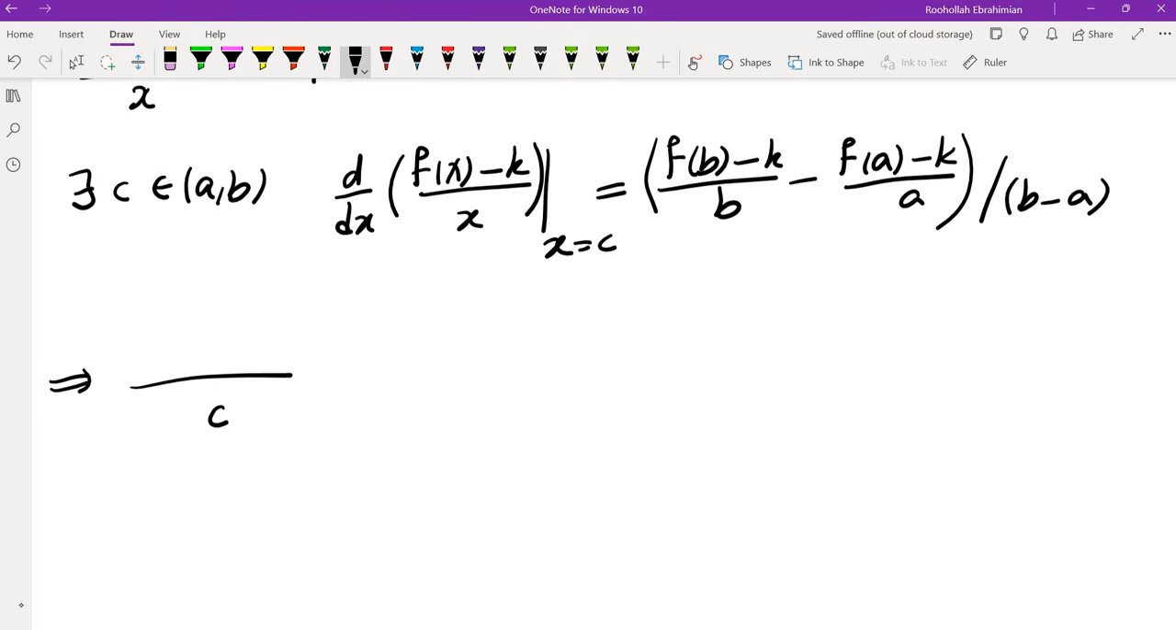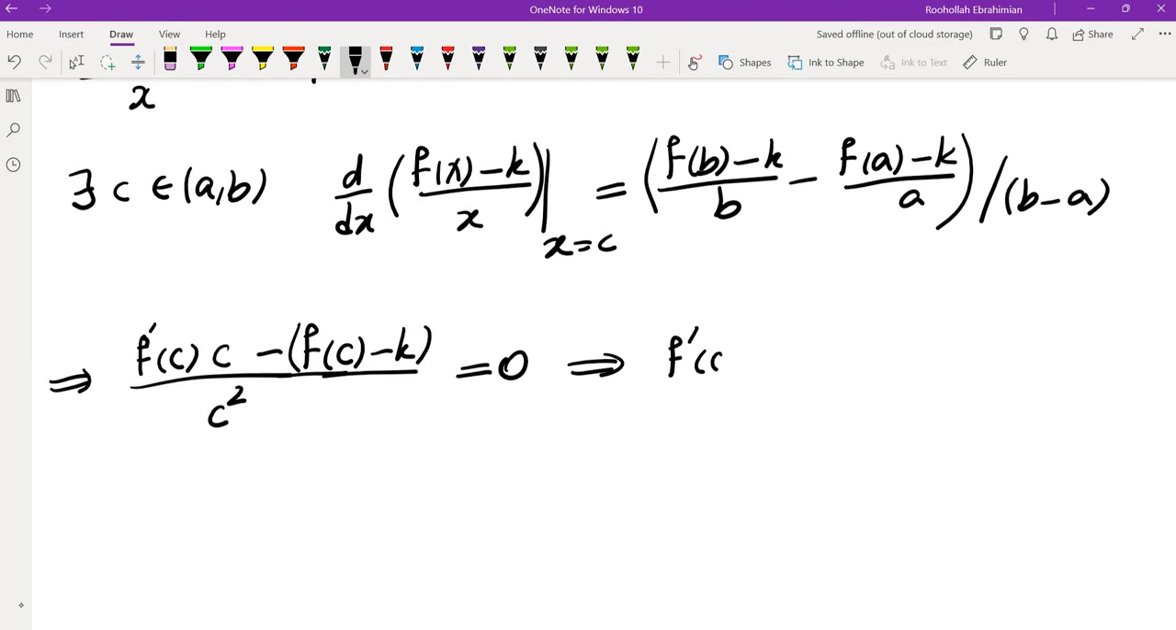On the left side, we are going to use the quotient rule. So the derivative of numerator, that's f prime of c times denominator, minus derivative of denominator times numerator, is equal to, and on the right side, f of b and k are the same, f of a and k are also the same, so actually the right side is 0. So this means f prime of c times c minus f of c plus k is equal to 0.